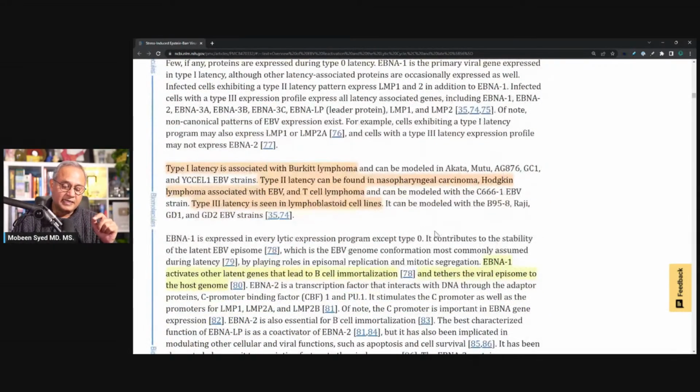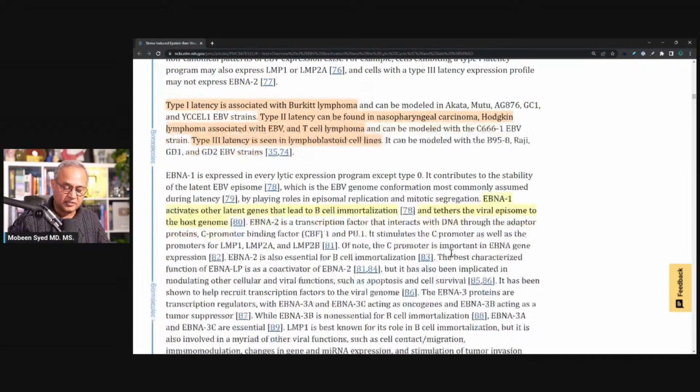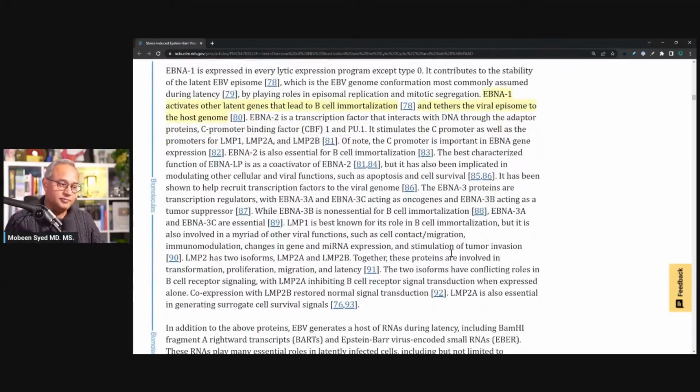Now, with this, type 1 latency, that is EBNA only, is associated with Burkitt lymphoma and can be modeled in Akata mutu. So that is one. Type 2 latency can be found in nasopharyngeal carcinoma, Hodgkin lymphoma, and T-cell lymphoma. Type 3 latency is seen in lymphoblastoid cell lines. So these are the kind of cancers that are associated with EBV. Old school says, thank you, you're very welcome.